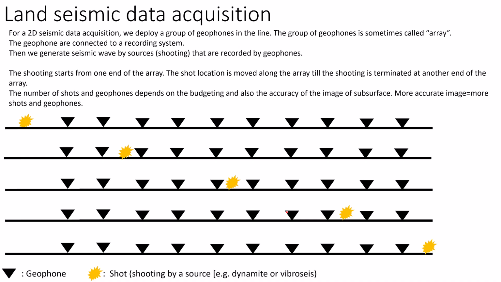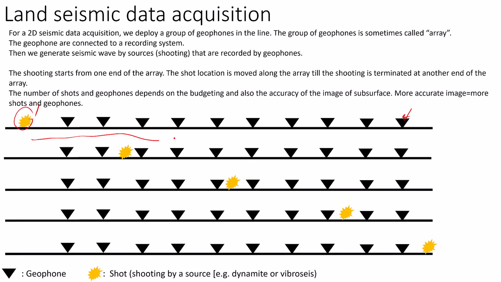We deploy an array of geophones, and usually we start data acquisition by placing the source on either side of the array, and then we move the source forward. So here the triangles represent geophones, and here we have shots. So what you see, we're going to have the first shot, and this is how we start our data acquisition.